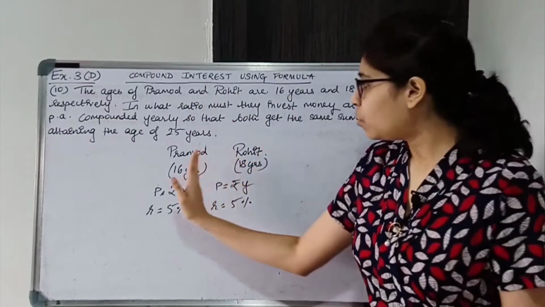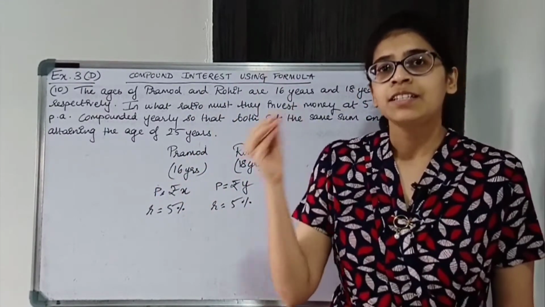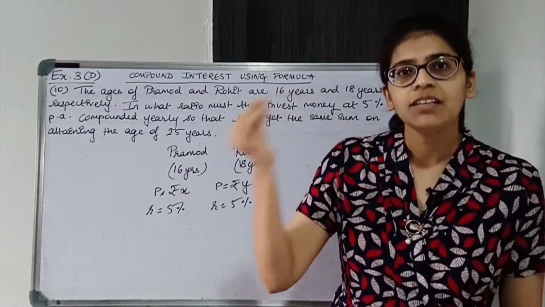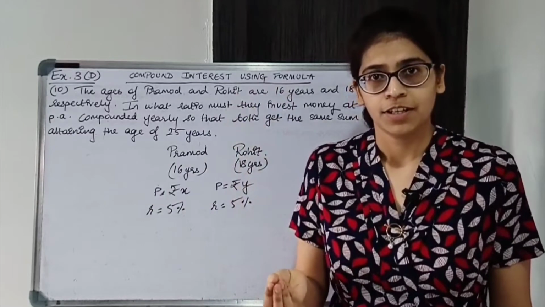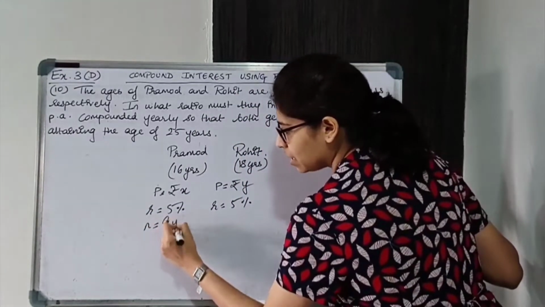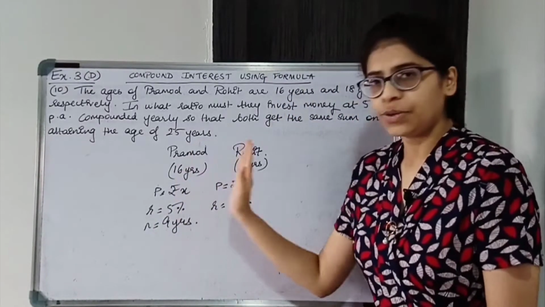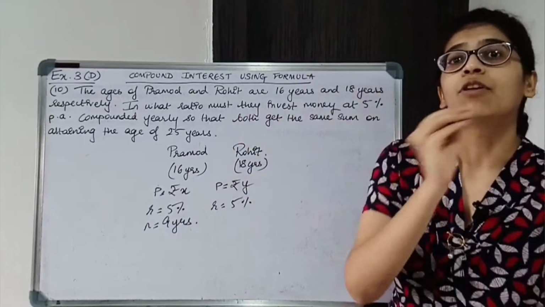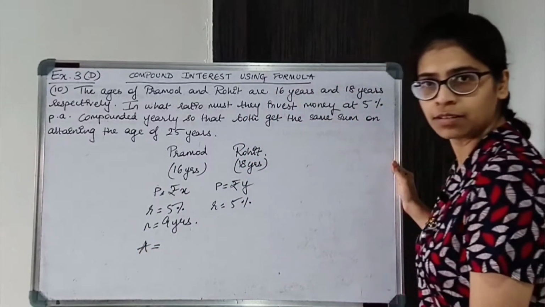Pramod is currently 16. When will he turn 25? 16 plus 9 gives 25. So after 9 years, he will turn 25. N is 9 years. After 9 years, he will turn 25 and he will get a certain sum of money. He'll get a certain amount.